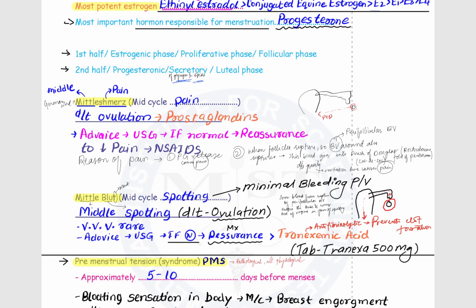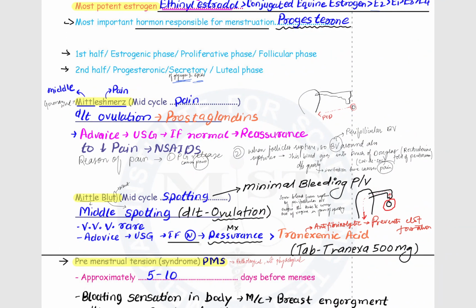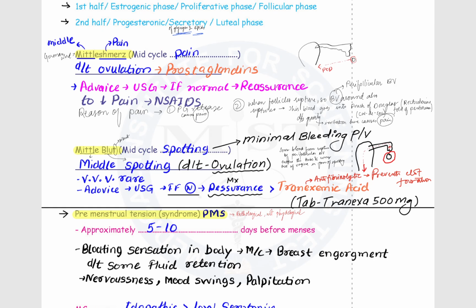So pain most of the time is due to prostaglandin itself. Like in this also, the pain was due to prostaglandin. PGF2 alpha was causing contraction of myometrium leading to pain. The reason of pain is prostaglandin release, and then when follicles rupture, the blood vessels around the follicles, known as perifollicular blood vessels, also rupture. Then this blood goes into the pouch of Douglas, which is the rectouterine pouch or cul-de-sac or rectouterine fold of peritoneum. There is an irritation here. When the blood goes into that due to gravity, it can also cause pain.